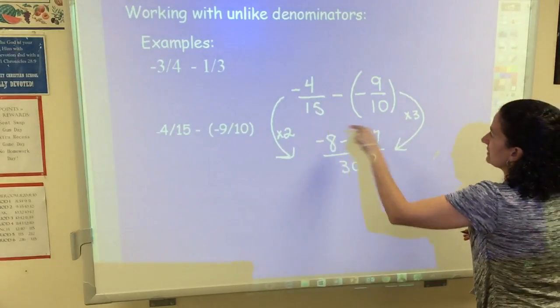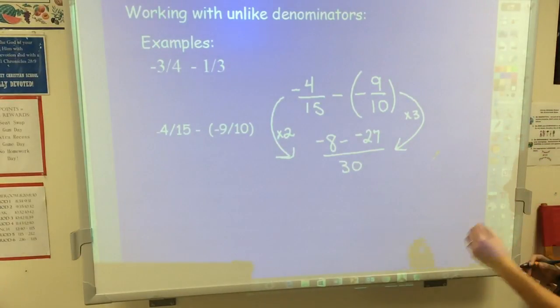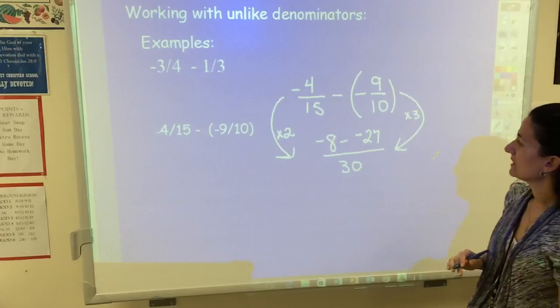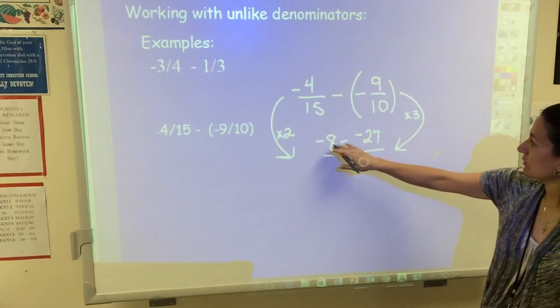By multiplying by the same numbers. Whatever you do to the denominator, do to the numerator. So you have an equivalent fraction. Now I'm going to operate.